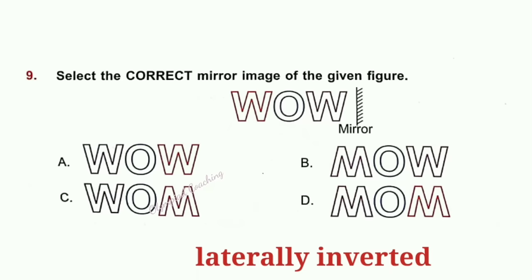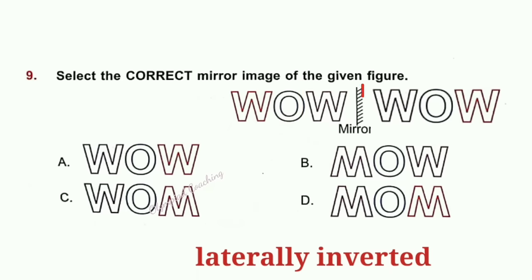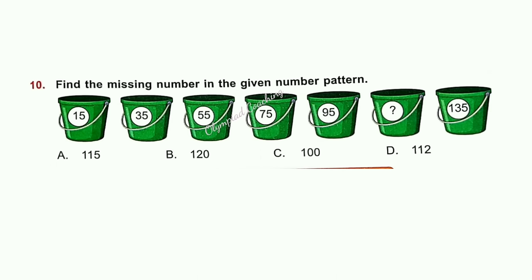In a mirror image, the most important effect is that the image will be laterally inverted. It means left will appear as right and right will appear as left. But in the letters W as well as O, left and right are the same. So there will be no impact. In the word WO, both W's have different colors. The first one is red, the last one is black. When the image forms on the backside of the mirror, the black W will appear here and the red W will appear here. The place of O is as it is. It means we have to flip the word. Option A is correct. Question number 10. Find the missing number in the given number pattern.